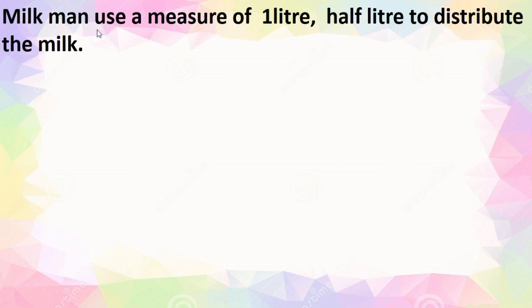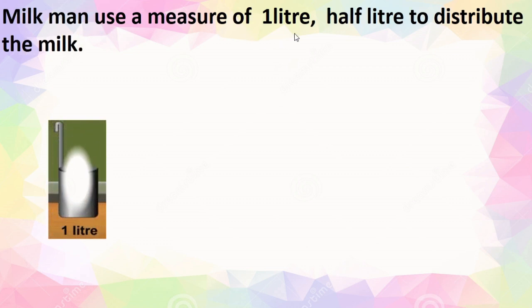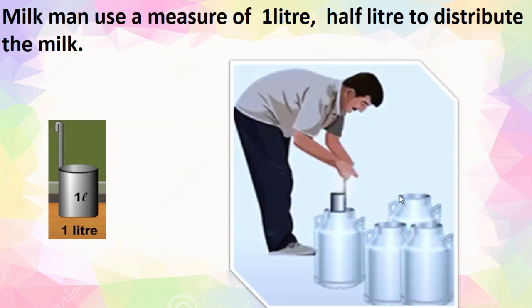Here, the milkman uses a measure of 1 liter, half liter to distribute the milk. See here, you know this measuring tool, I think you have seen it in the hands of the milkman, right? He uses this cylinder or measuring tool to measure the milk to give half liter, 1 liter. Got this? 1.5 liter. Okay?